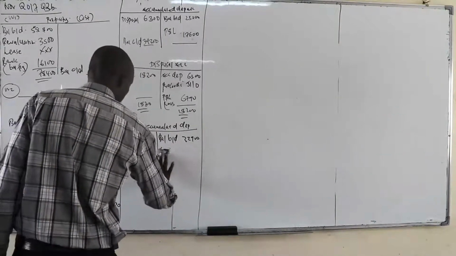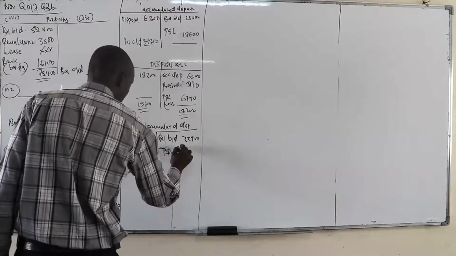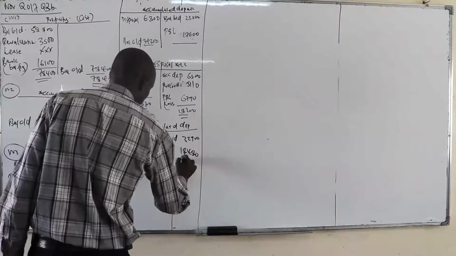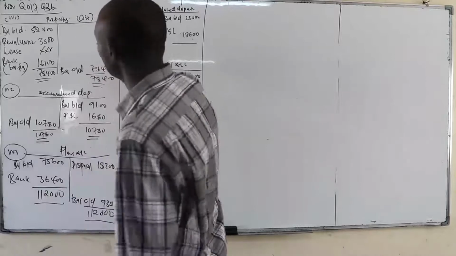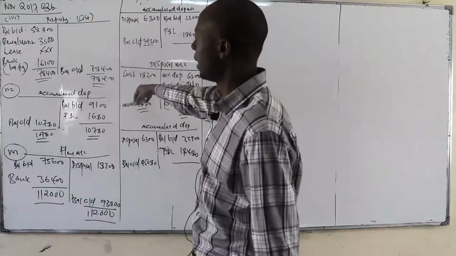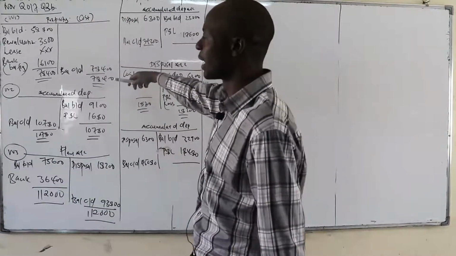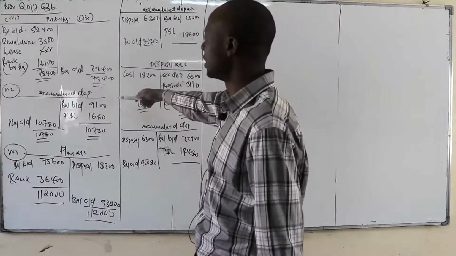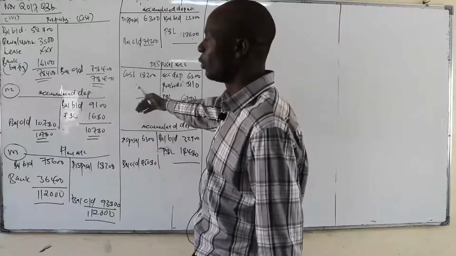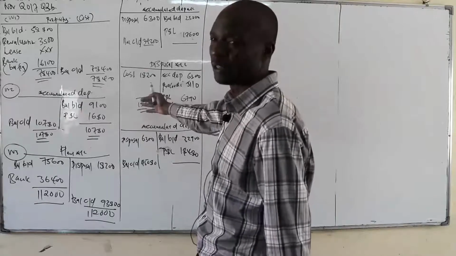So here we write profit and loss 1848. So now you need to know how to operate these accounts. Once you know how to operate these accounts, how to post and determine what is required, then you are comfortable now. You can do cash flow very easy.